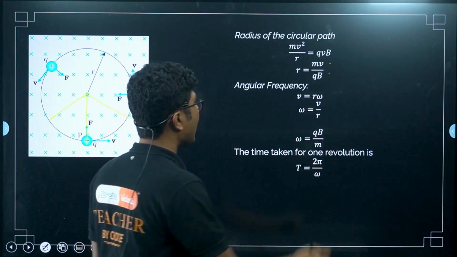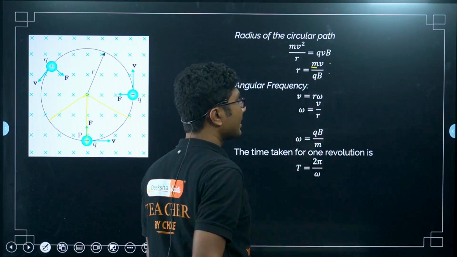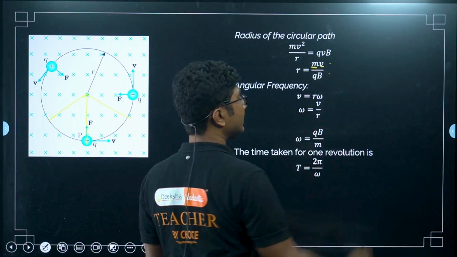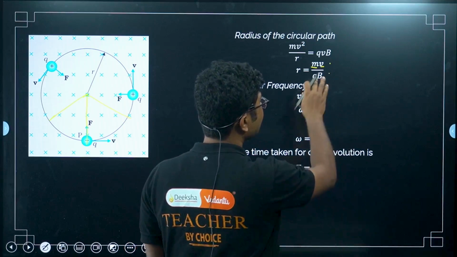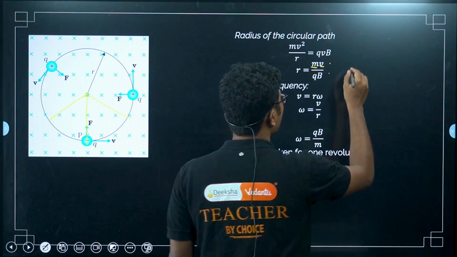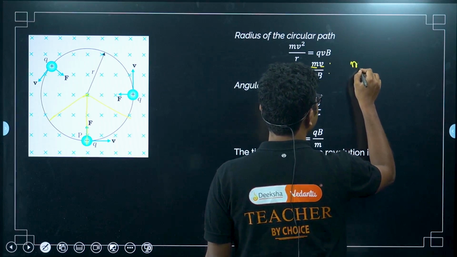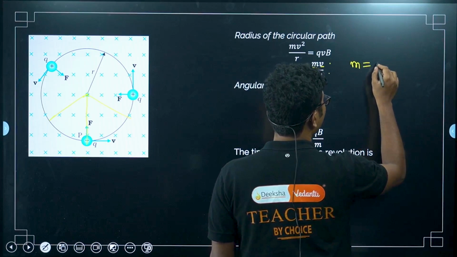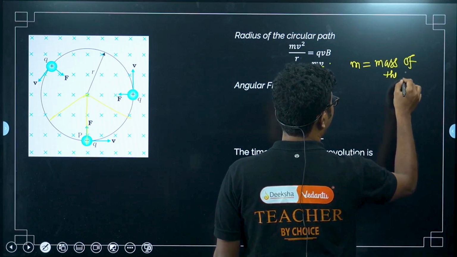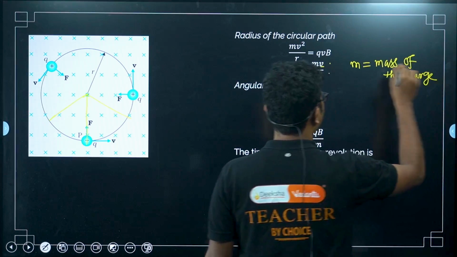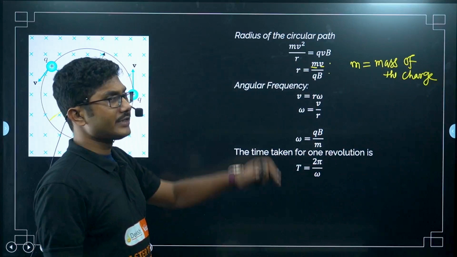What is m? m is the mass of the charged particle, v is the velocity of the charged particle, q is the charge of the charged particle, and B is the magnetic field. The only thing that is confusing is m. Whose mass is it? It is the mass of the charge. v is the velocity of the charge, q is the charge on the charge.